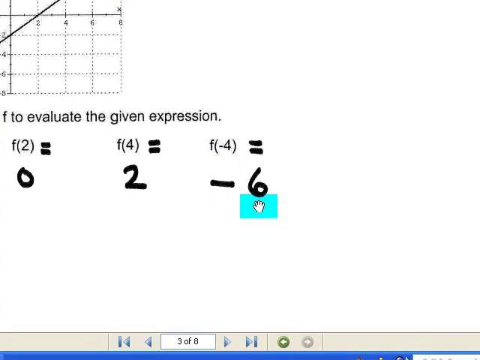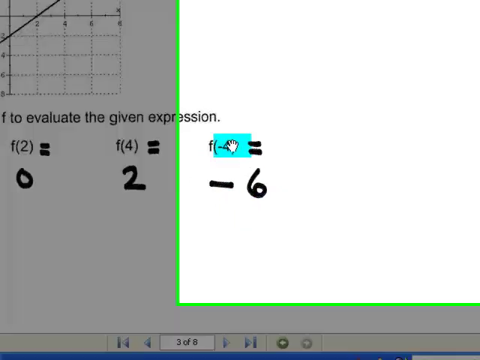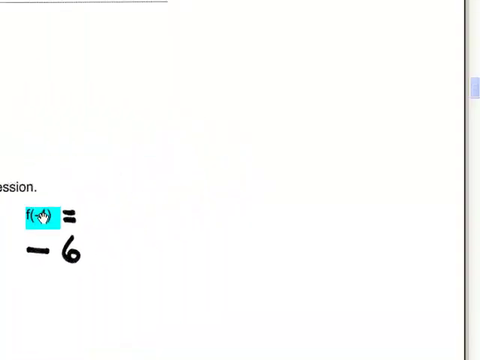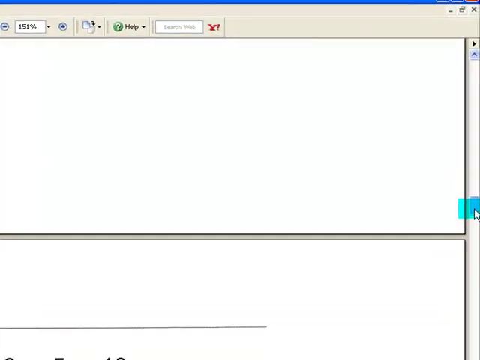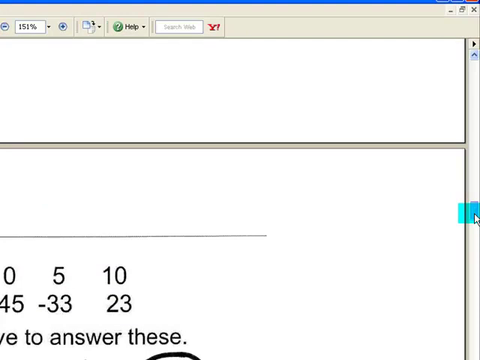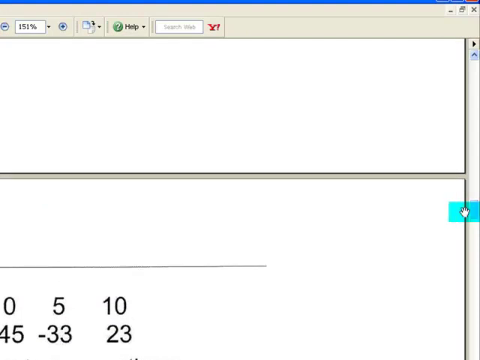So what you need to remember when you're reading from a graph is the number that you're putting into the function is x. The number that you're getting out of the function is y. Always. Domain goes in, which is x. Range comes out. Okay, here's a chart.